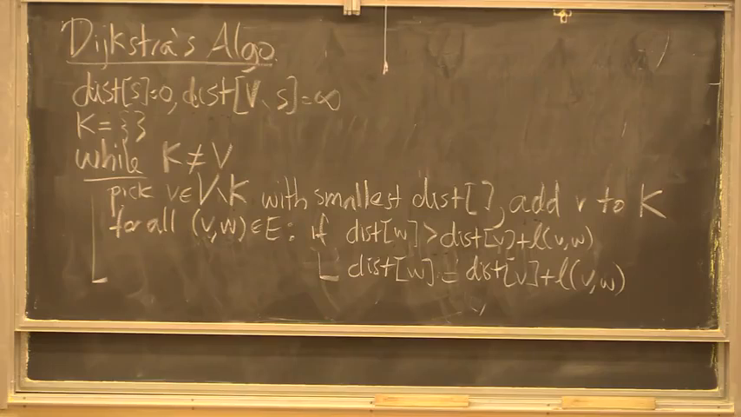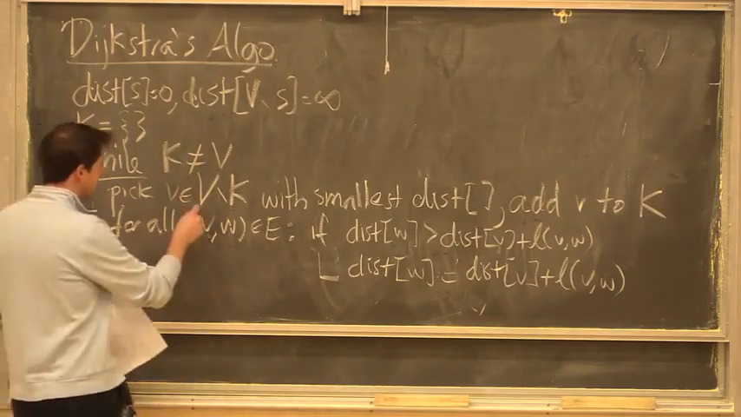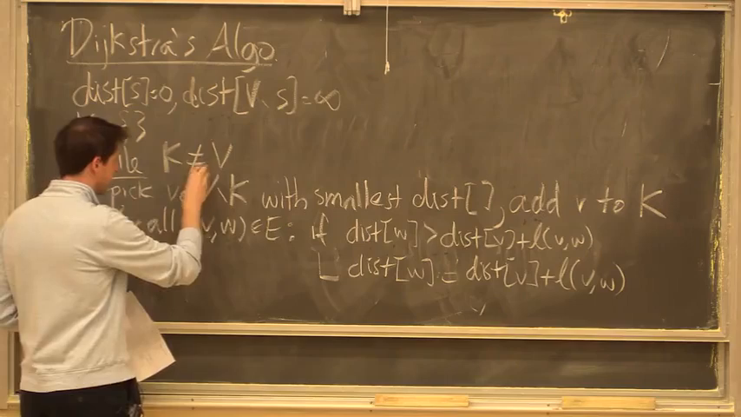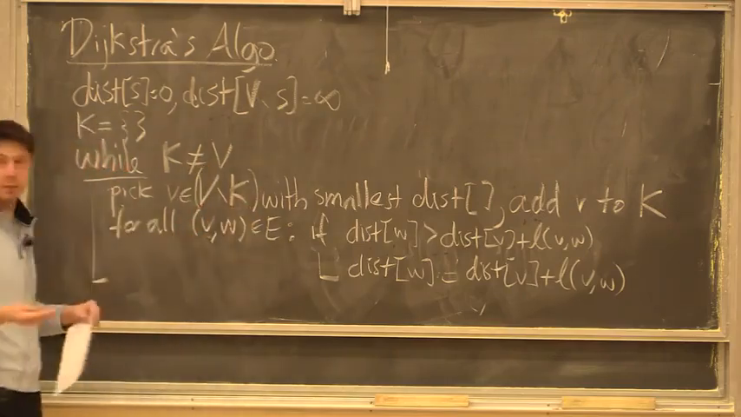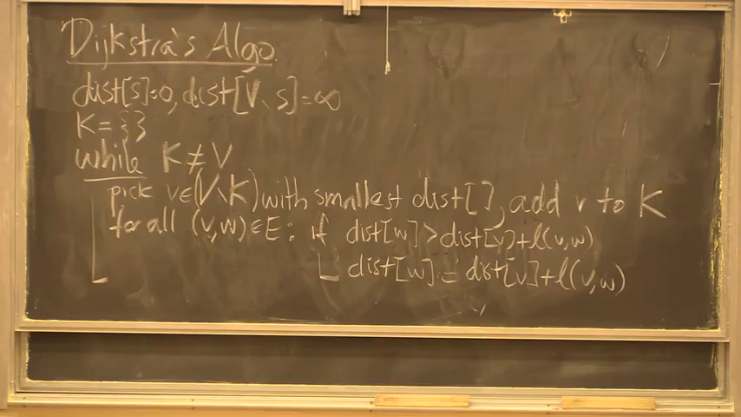Yes? Can you speak louder, please? Oh, I'm sorry. This is all vertices minus the known region. This is set difference. So all the vertices minus the known region. So just pick something in the complement of K.